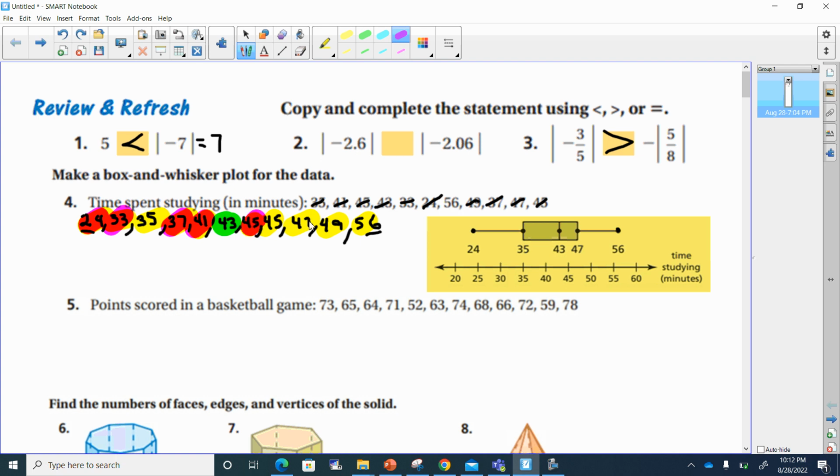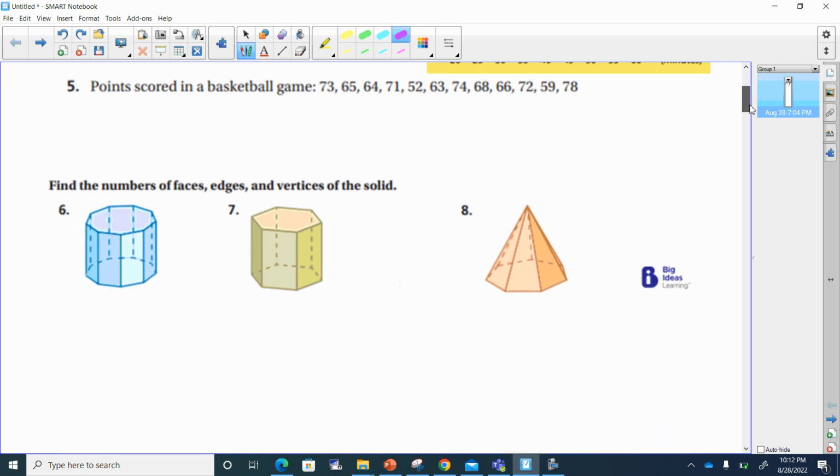On this side, I would do the same. Crossing them out gives me 47. That's where the quartile here. We've divided it into 4, all this information, right? So the first quartile is from 24 to 35. Second one's from 35 to 43. Next one's from 43 to 47. And the last one's from 47 to 56. All right, we're going on to the next one.